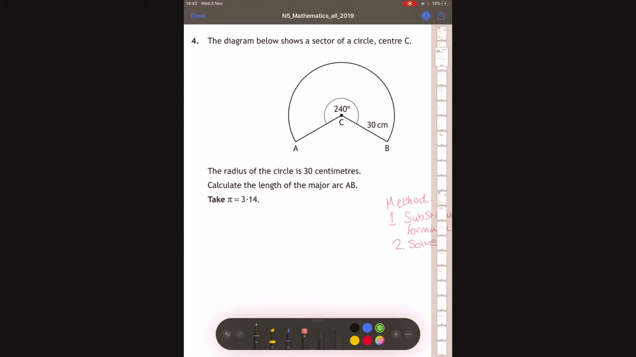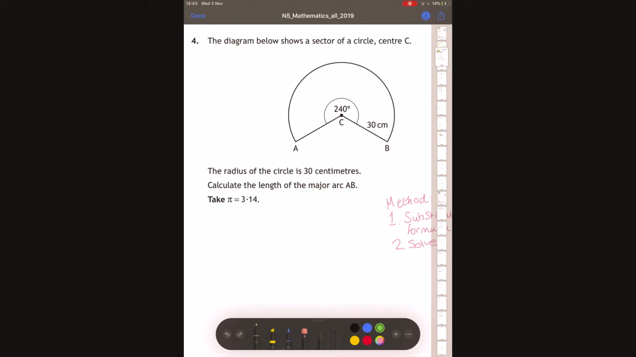Now on to question 4. This is an arc length question, and the key piece of information here is that we are calculating the major arc AB. Since we're calculating the major arc of AB, that means we'll be using the obtuse angle in the centre of the circle, which is this one. If it said calculate the minor arc, then we would be using this one. But we're not.